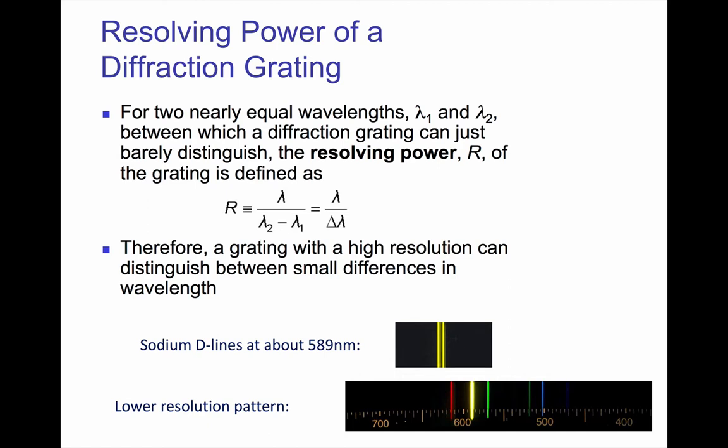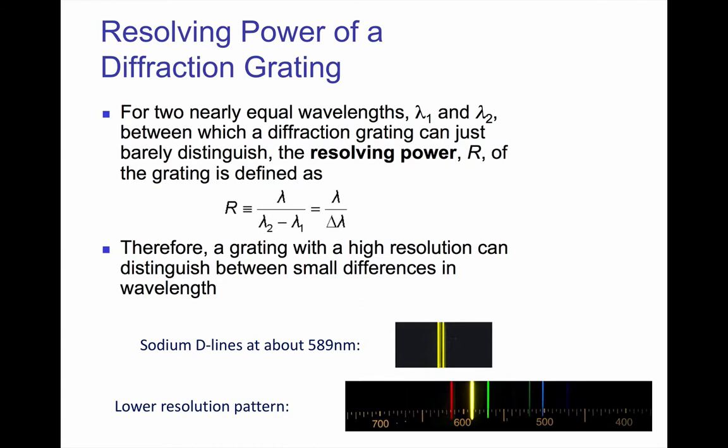Apart from spreading out the wavelengths, we also want to be able to distinguish them, just like a telescope needs to be able to distinguish closely spaced objects. That means we want the lines to be as narrow as possible. So gratings have a resolving power, which is defined in terms of the wavelengths that you can distinguish in the diffraction pattern. If two closely spaced wavelengths are lambda 1 and lambda 2, then the difference between them is delta lambda, and we define the resolving power R of a grating as R equals lambda over delta lambda.